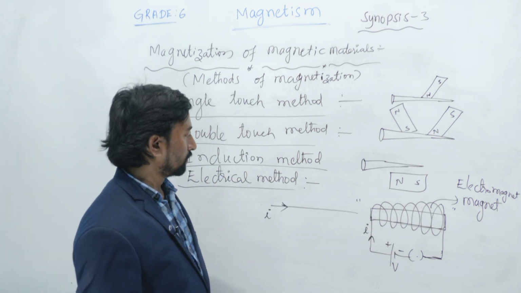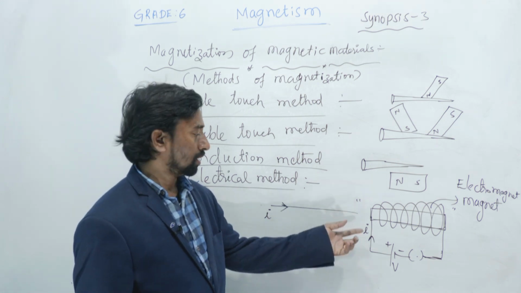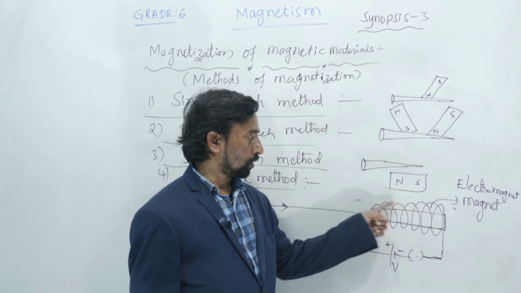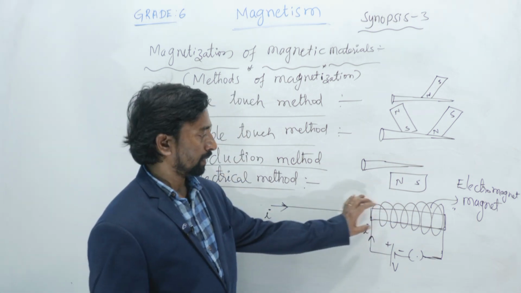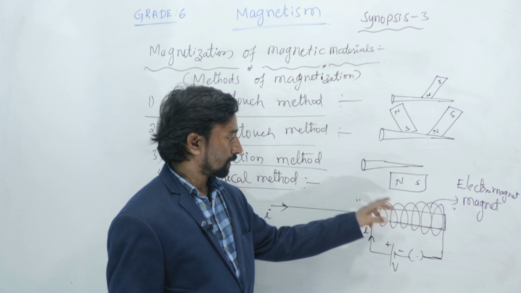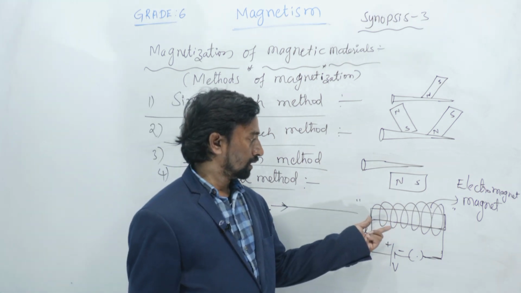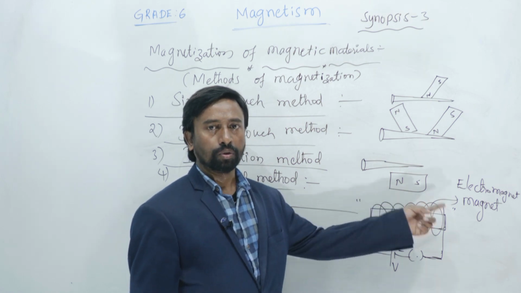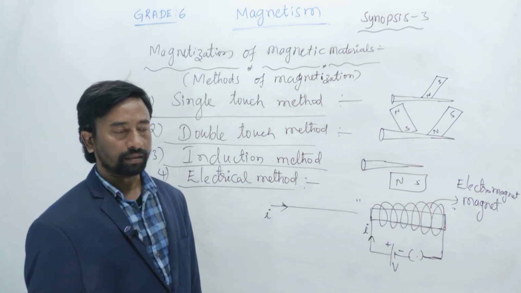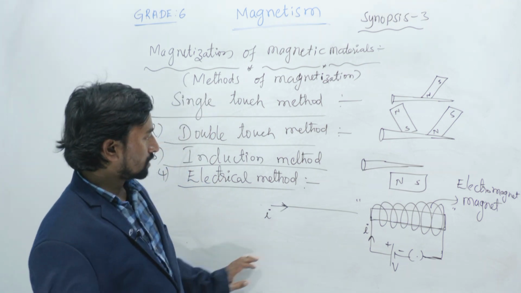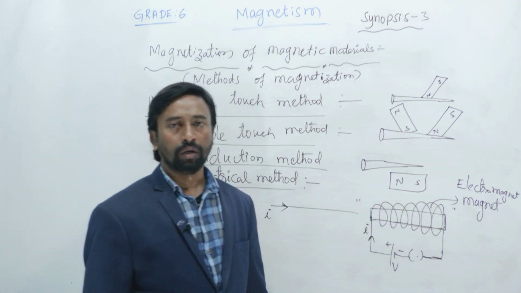Whenever we need the magnetic nature, the switch is turned on and the current passes through this coil and this core, the metal. When an electric current passes through this coil, the magnetic property increases in it, and this total arrangement will act like a magnet, like a normal bar magnet. This device is called the electromagnet.